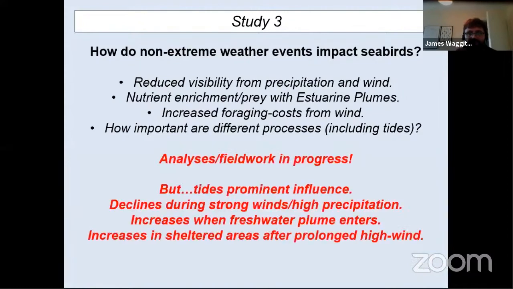So not many conclusions here, but tides here seem important. So a lot more important than they did in Vigo. But still, there seem to be declines in feeding birds during strong winds and after high rainfall, and then increases when that freshwater plume enters. So again, this scale dependency, where you have these short-term negative responses to high rainfall, but then longer-term positive when that plume arrives, seems to be present in this system as well. And also something that we've seen is increases in birds in sheltered areas after prolonged high winds, but I don't think there's anything new there really.